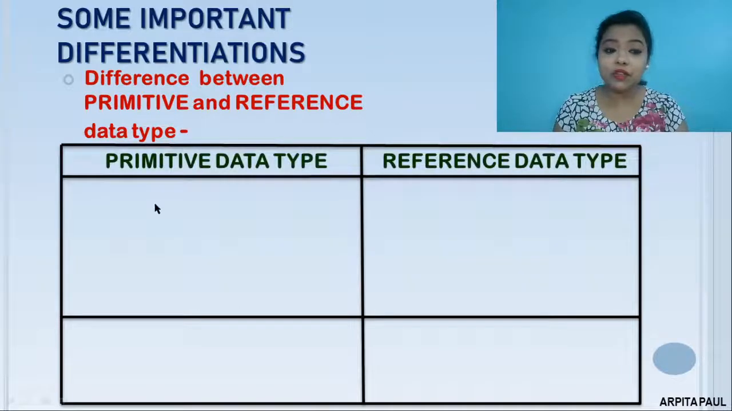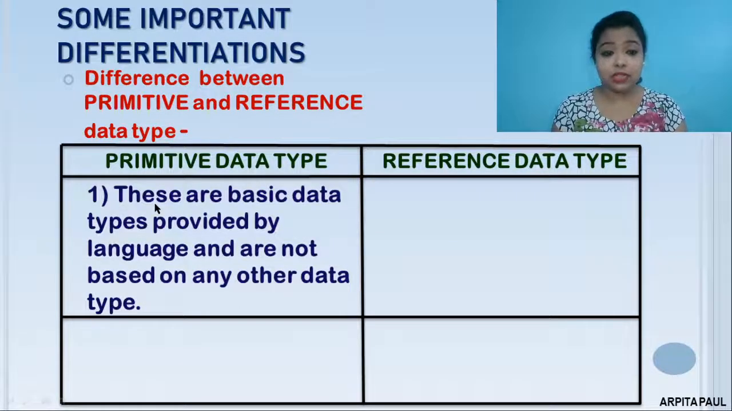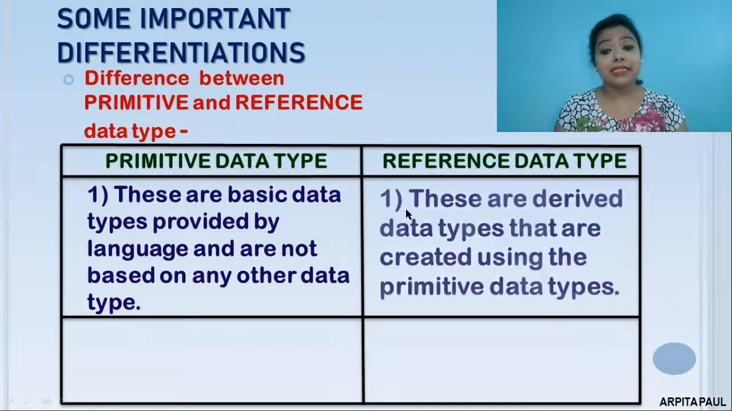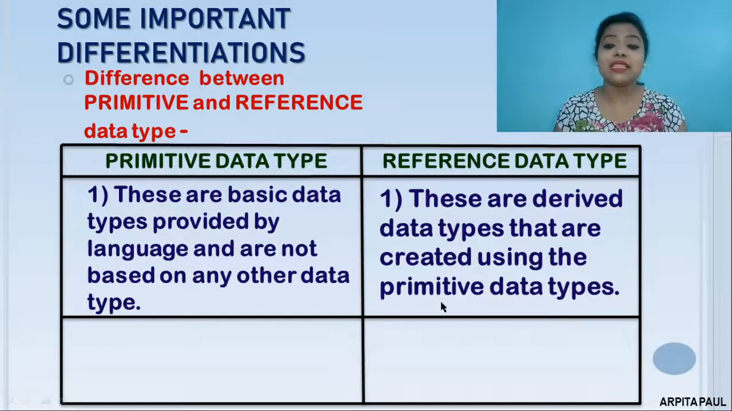So what is the basic difference? In case of primitive data type, these are the basic data types provided by the programming language, and are not based on any other data type. So primitive data types are the basic data types which are used and provided by the programming language itself. Whereas the reference data types are the derived data types that are created using the primitive data types. So basically, we will use primitive data types to create the reference data types.